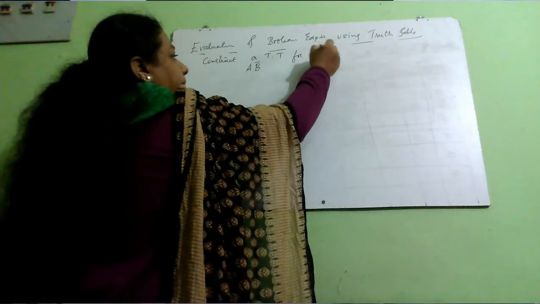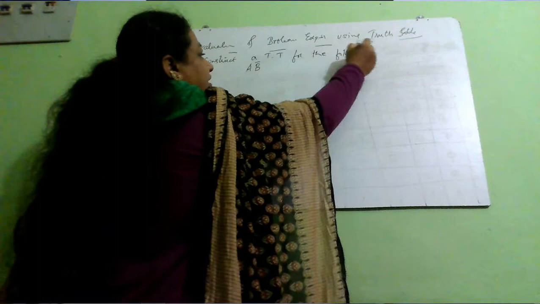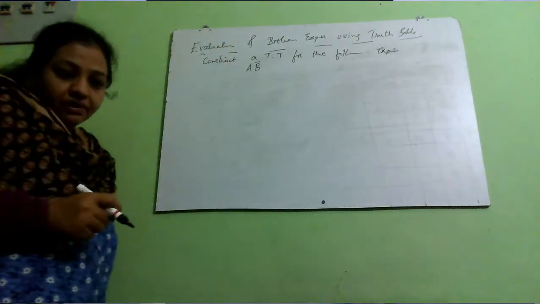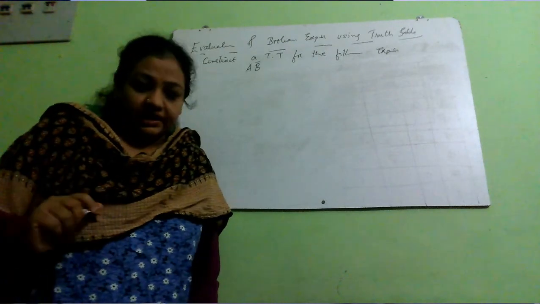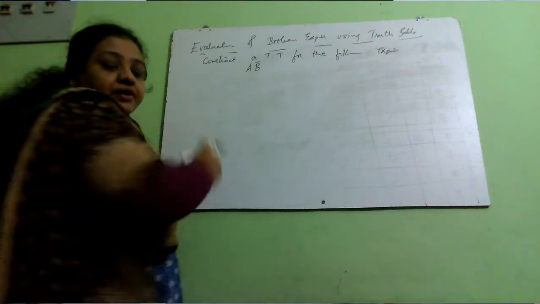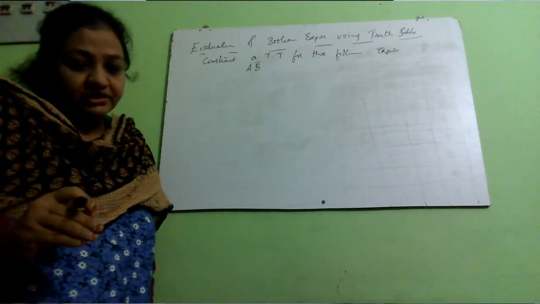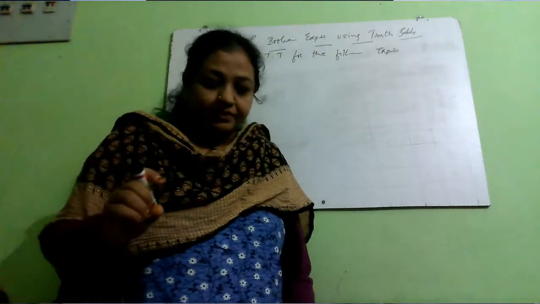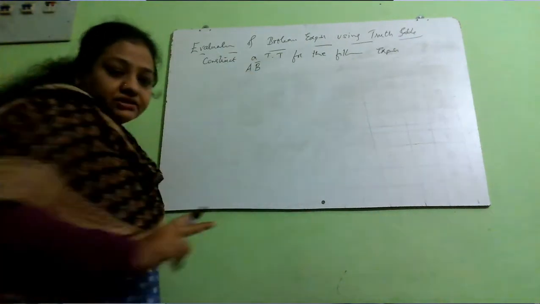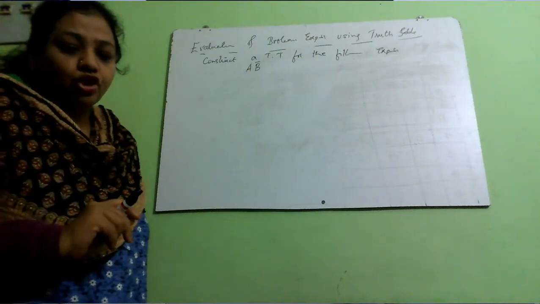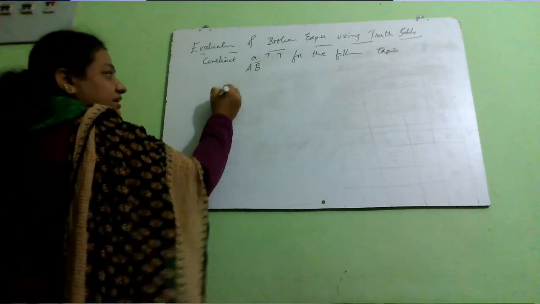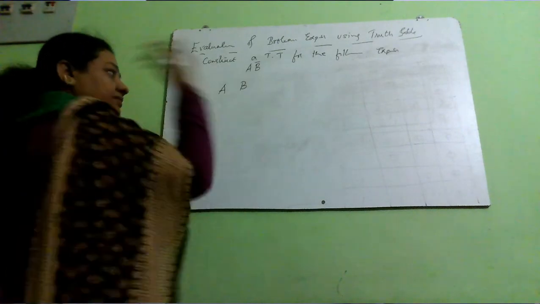So this is about the OR gate. Now, we shall see evaluation of Boolean expressions using truth tables. Like we have an arithmetic expression, we have a Boolean expression. In an arithmetic expression, we have variables or constants with operators.